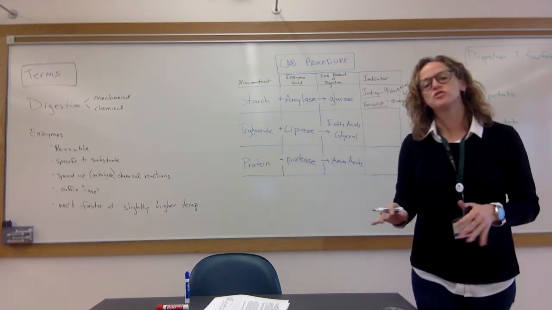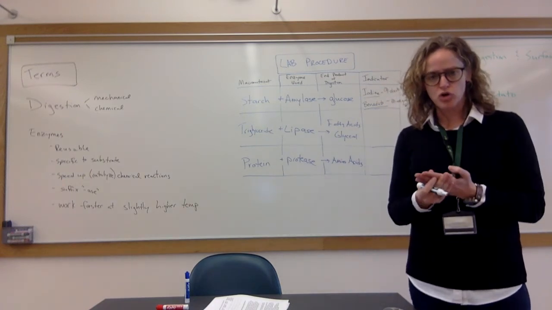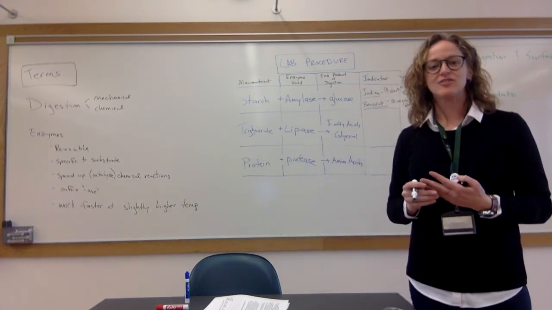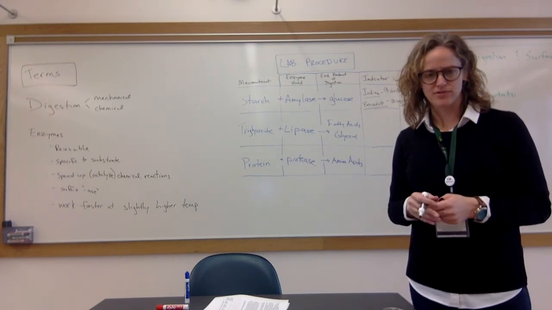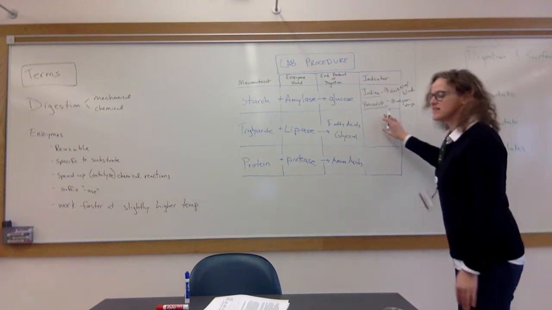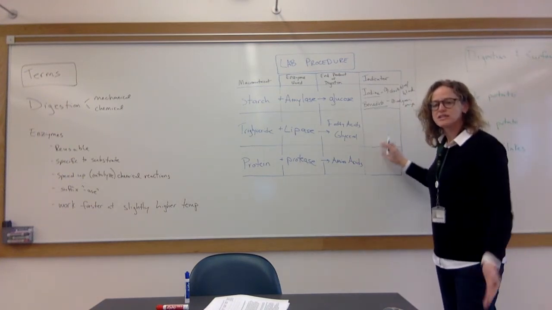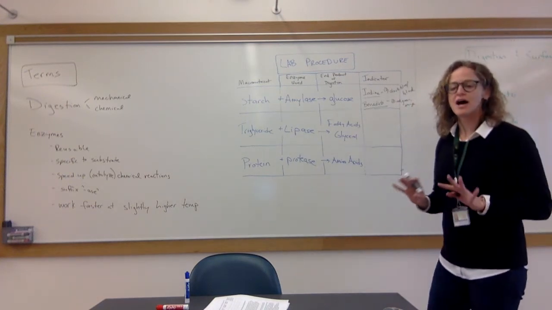Again, you don't have to know the specific indicators, but you should know what an indicator is. It's something that changes color to tell us whether or not something is present. I'm going to fill these out just so we can say we completed these parts of the table, but you do not have to know them.